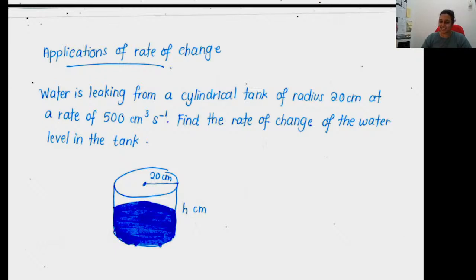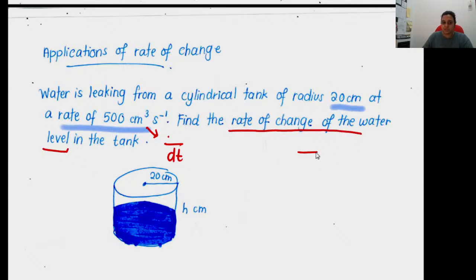Water is leaking from a cylindrical tank of radius 20 centimeter at a rate of 500. Rate means straight away you know that this is something dt. But what dt? Is it volume? Is it the radius or what? Find the rate of change of water level. So this one is also something over something. What is that water level referring to? Is it L, water level?